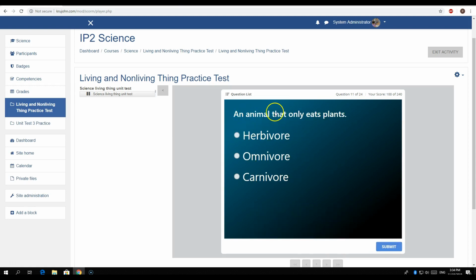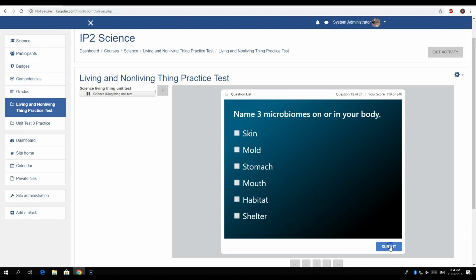An animal that only eats plants. This is called an herbivore. An example of an herbivore is a rabbit. A rabbit likes to eat carrots. Or an elephant, they like to eat bananas and lots of different foods. But they are herbivores. They only eat plants.